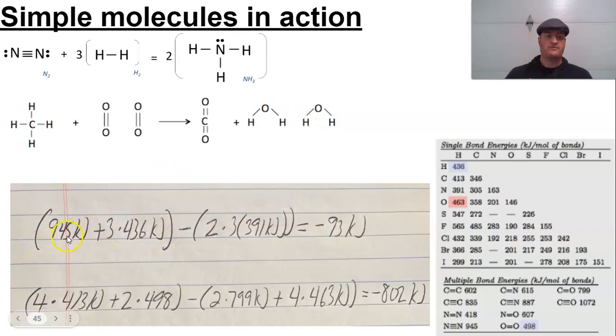Likewise, I add up everything on the reactant side minus the product side. And again, these are not coefficients. These are the amount of bonds present. Okay? Keep those in mind as you use your values.